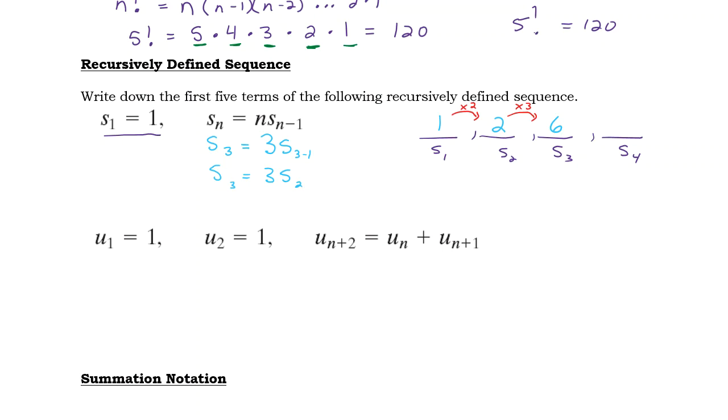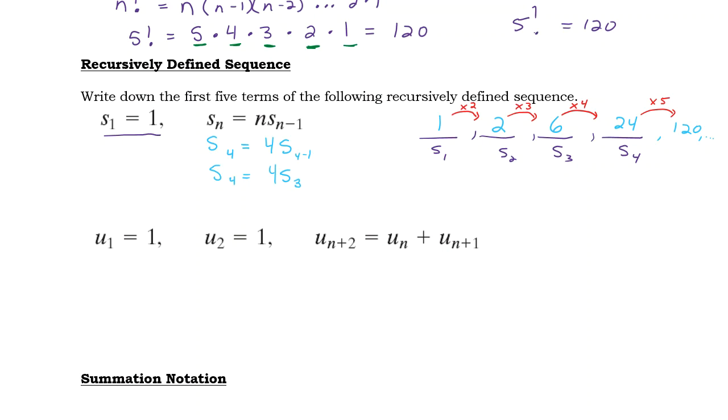All right, let's go for s sub 4. S sub 4, are you seeing the pattern here? S sub 4 is 4 times s sub 4 minus 1. So s sub 4 is 4 times s sub 3. Well, s sub 3 was 6. So I have to multiply this by 4, and that would be 24. So can you guess what the next term would be? Yeah, we'd have to multiply the previous term by 5. So my next term would be 120, and we would keep going.